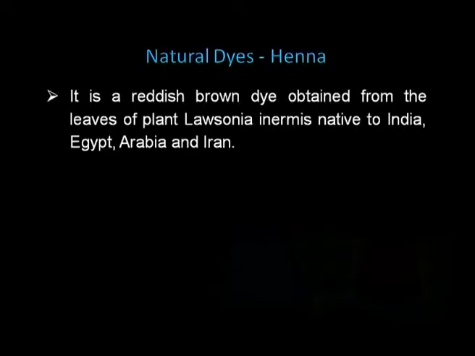The reason is very simple. When we have to use something for cosmetic purposes, then hazardous chemicals should not be there in the formulations, and that is possible only with natural dyes. First of all, we will discuss henna, the natural dye.